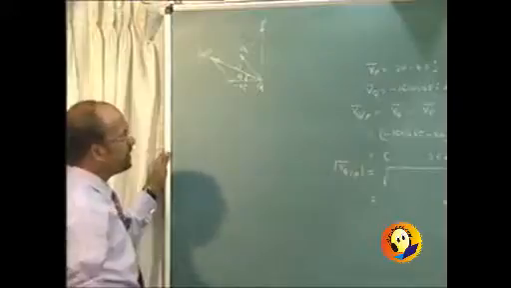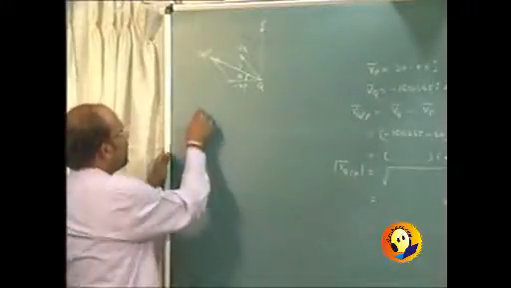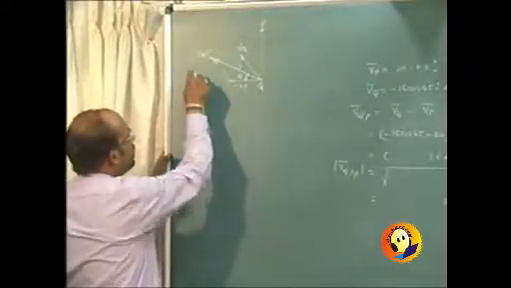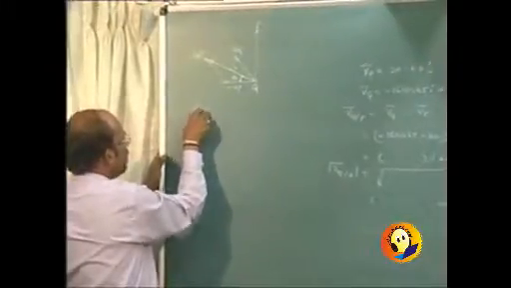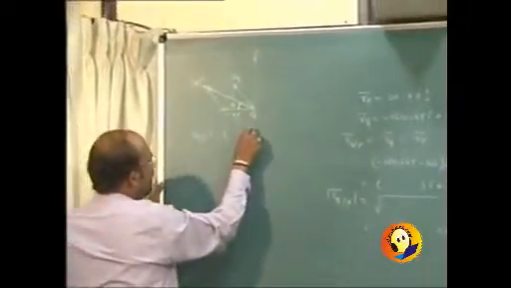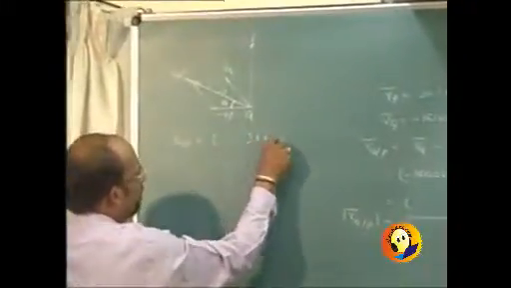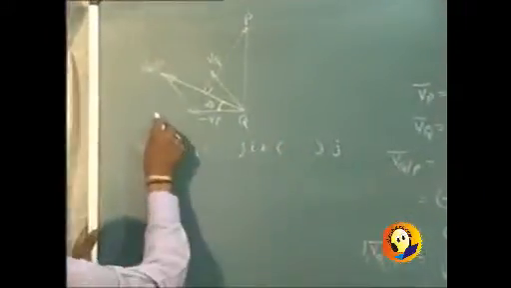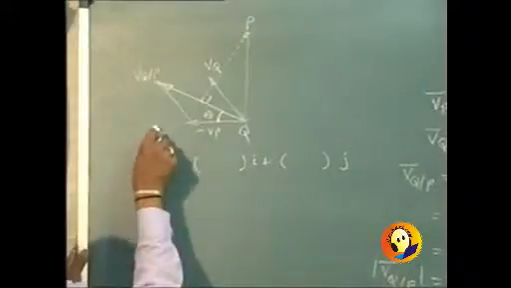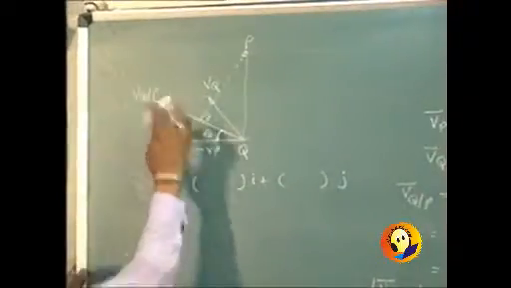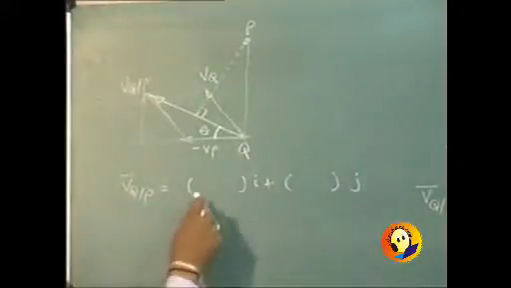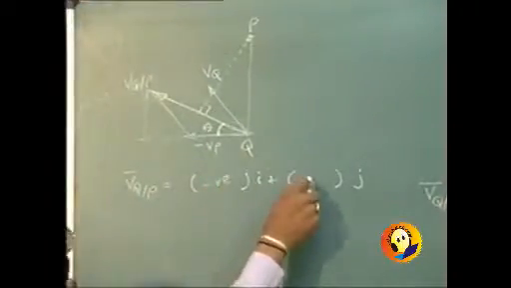Can we determine this angle theta? Angle theta can be found out from VQP, because VQP bar we already have in IJ form, and we know that this is the net I component and this is the J component. So these two components we already have. I component is negative and J component is positive.